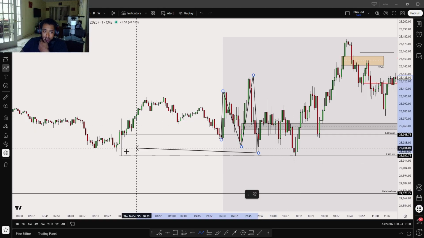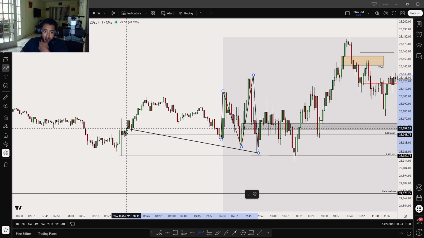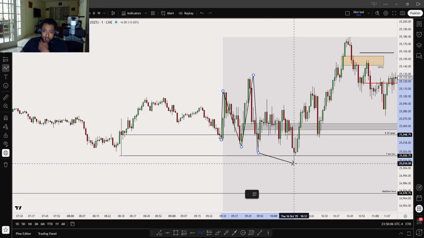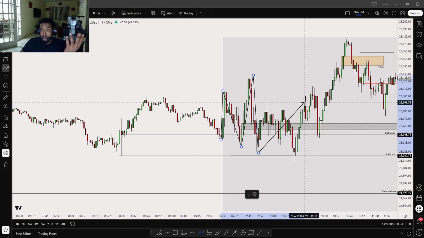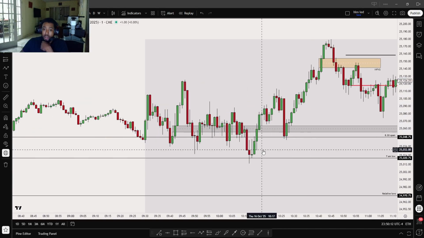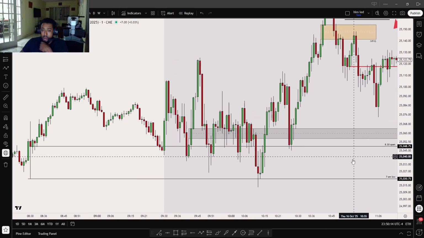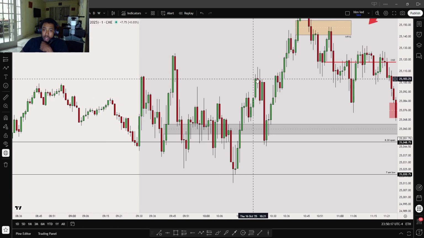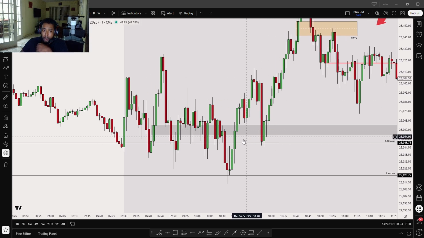So you see right here, we had 8:30 news. We finally swept it out. Then after 10 o'clock, we start getting some decent price action. So you see at 10 o'clock, let's zoom in a little bit more. We come up, take out this high, we come back down, respect this fair value gap.